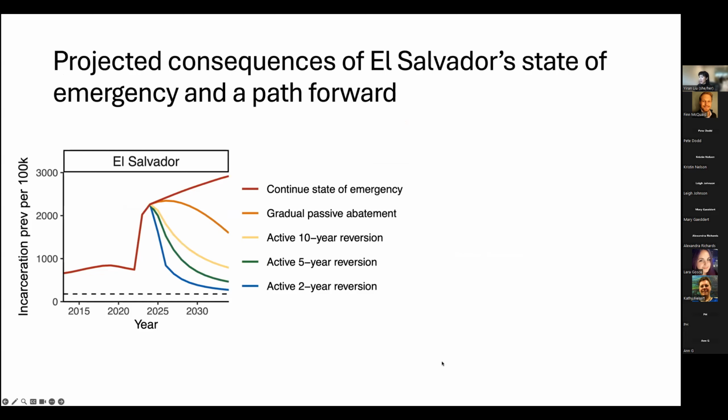As a result, we analyzed El Salvador a little bit separately from the other 5 countries for our future scenarios. We used data that's been reported by the Ministry of Justice to simulate the state of emergency to date. You can see here that the data actually show that over 2% of the population above age 15 is currently incarcerated. But for El Salvador, we simulate scenarios where either the state of emergency continues, where it gradually fades over time, or alternatively, where we promptly and actively cease the state of emergency and revert incarceration prevalence to its approximate level from before the state of emergency, either within 10 years or more quickly within 5 years or 2 years.